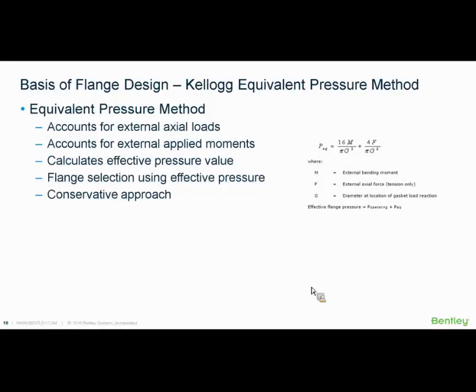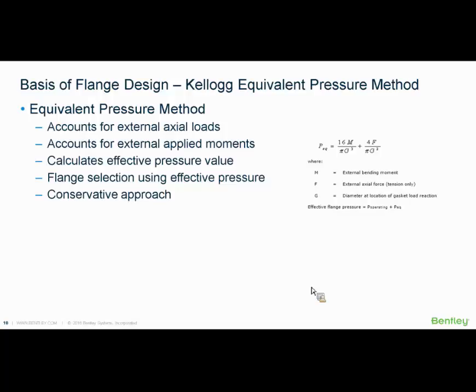Another flange design method is the Kellogg equivalent pressure method. The Kellogg equivalent pressure method accounts for external axial loads and external applied moments, which the B16.5 or the standard flange selection method could not really take into consideration. So it calculates the effective pressure value or the equivalent pressure value and then adds it to the design or operating pressure to give you an effective flange pressure. Then you can use that effective flange pressure for your selection of your ANSI flange using the temperature pressure tables as were shown in the previous slide.